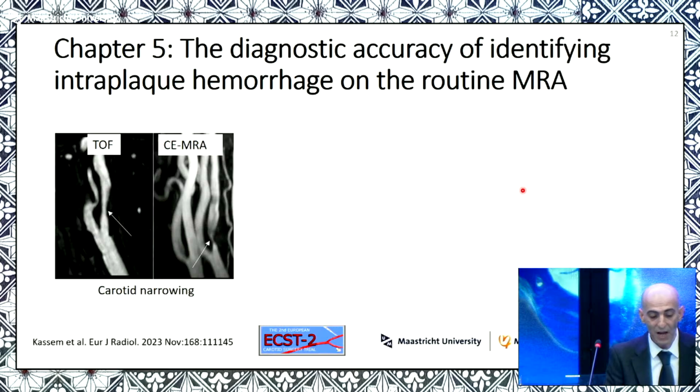Therefore, in chapter 5, I tested the diagnostic accuracy of identifying intraplaque hemorrhage on the routine MRA. Routine means that if somebody has a carotid stenosis, we do this investigation in the hospitals. So now, as we can see here, these two techniques, contrast-enhanced MRA or the time of flight, which is also a kind of MRA, are used to assess the degree of stenosis. My hypothesis was whether we can use this image also to visualize intraplaque hemorrhage.